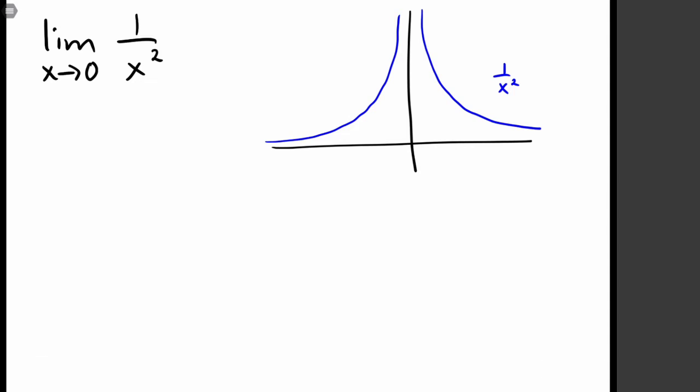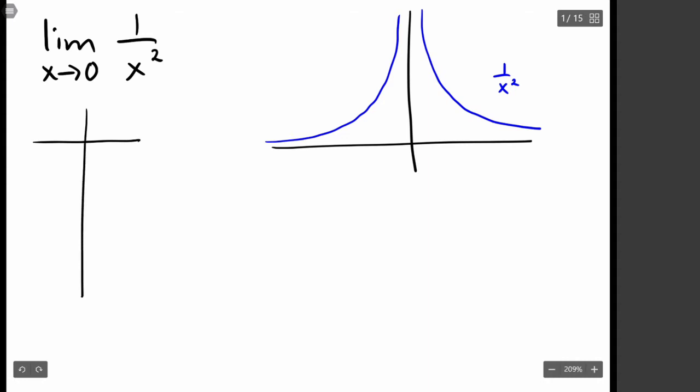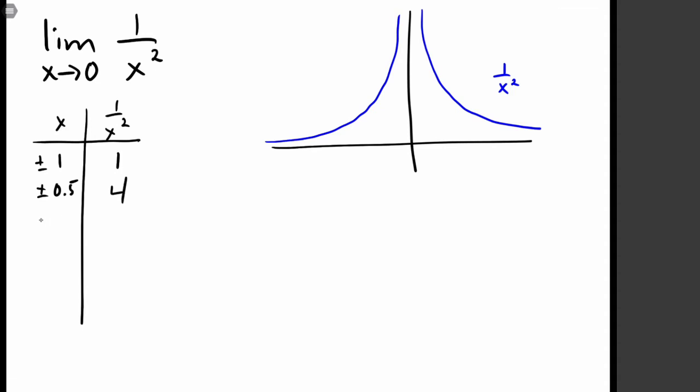Well, if we look at a table of values, here we're going to do x, and this is going to be 1 over x squared. If we plug in plus or minus 1, it doesn't matter because this is an even power, so the negatives just go away. This will be 1. If we do plus or minus 0.5, we're going to get 4. Let's do plus or minus 0.1 maybe. This is going to be 100. Plus or minus 0.01 is actually going to be 10,000.